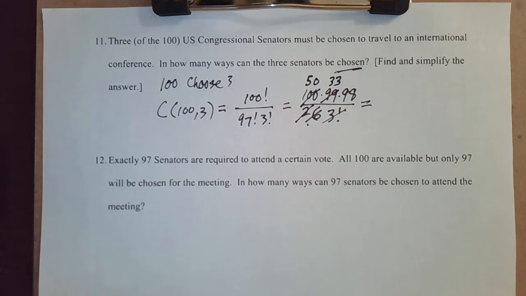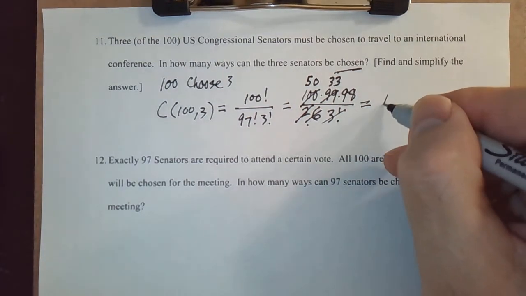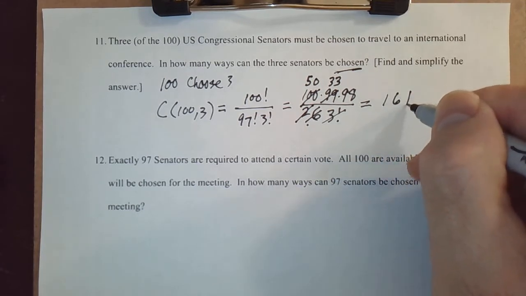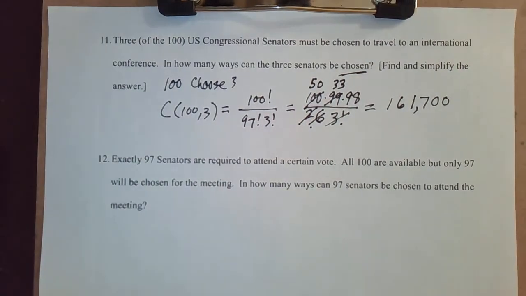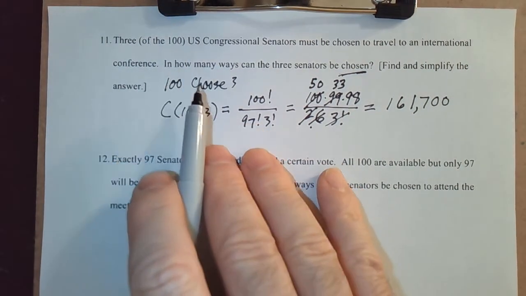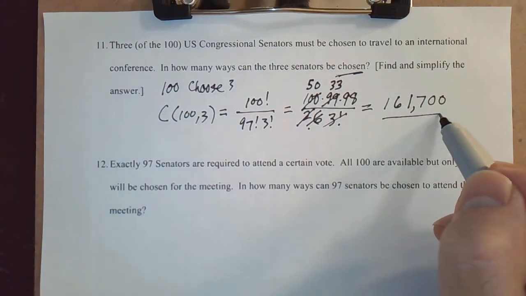So in my calculator, I'm going to write 50 times 33 times 98. That is 161,700. Wow, that's a big number. But you started with 100 people. How many ways could you choose 3 different people? This many ways.